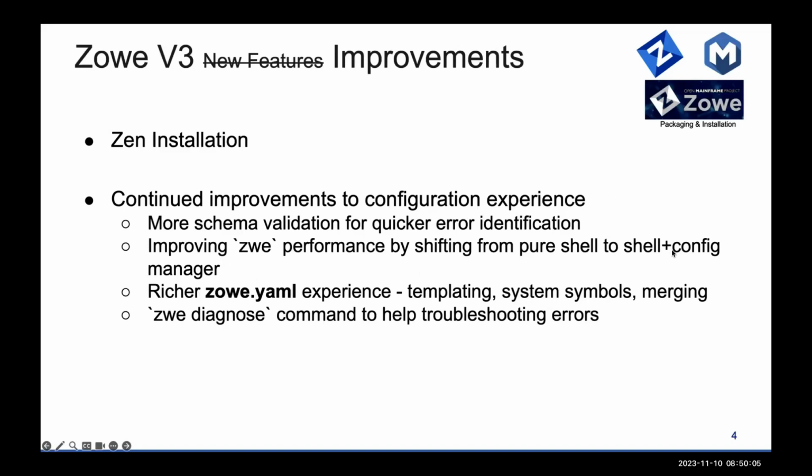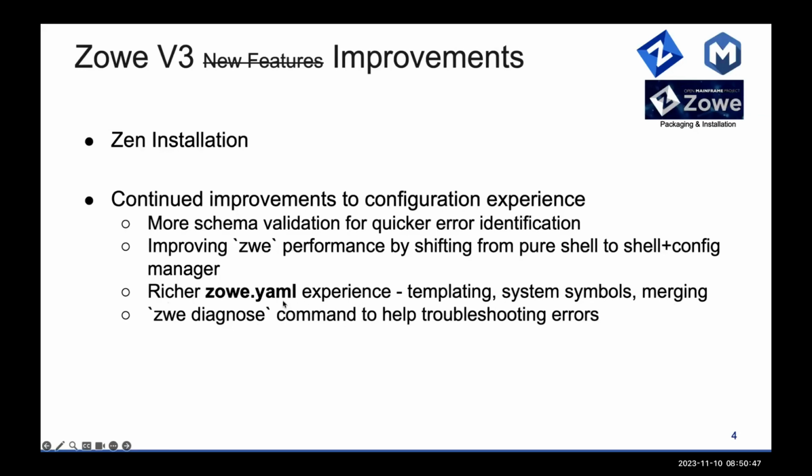Something we get by moving to that config manager is the richer Zowe.yaml experience. We're going to be able to do more with these configuration files in V3, including having templating and code snippets in the YAML, as well as supporting z/OS system symbols references and merging multiple YAML files together to create a whole. This is very useful if you have multiple systems where you want to deploy Zowe, but you only need to configure a subset of the information for each system. You can externalize that subset into its own YAML file and then merge them on the command line. It makes it easier to organize and manage these Zowe YAMLs going forward.